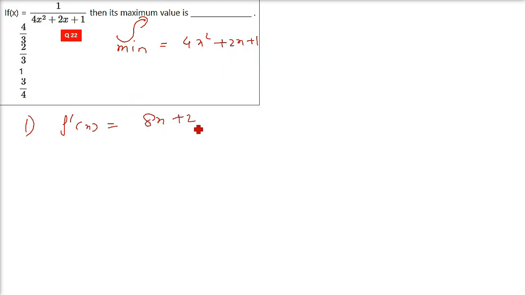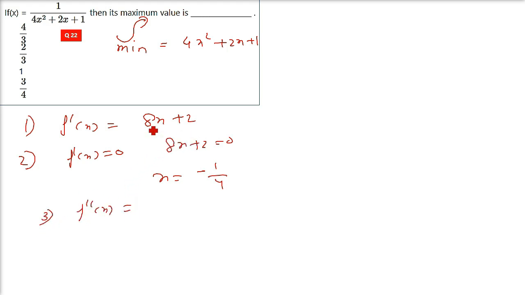So we'll now differentiate. We'll start with 4x square plus 2x plus 1. We differentiate it, we equate it to 0. So f dash x equals to 0 is 8x plus 2 equals to 0. It gives you 8x equals to negative 2, x equals to negative 1 by 4. So x equals to negative 1 by 4. f double dash x equals to, what will be this one? Double differentiation is going to give you 8.